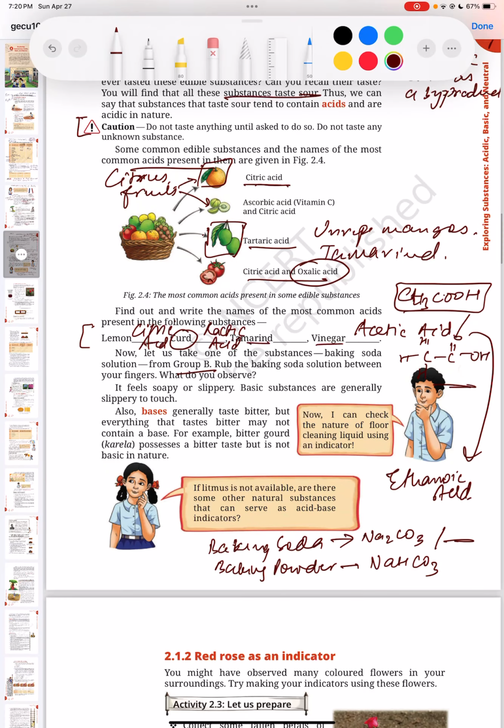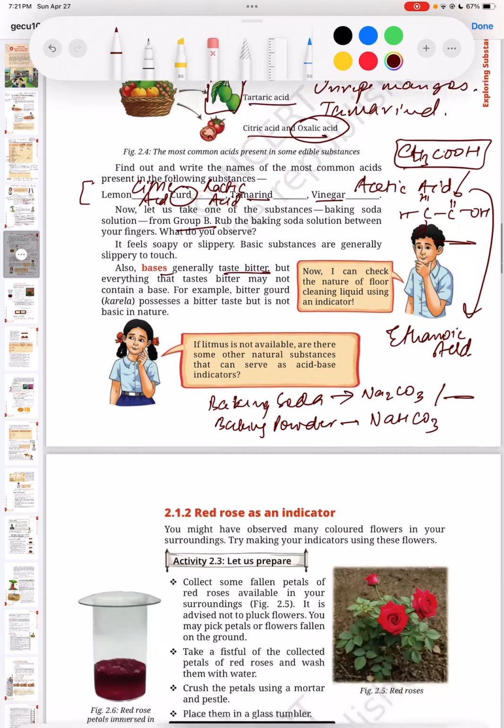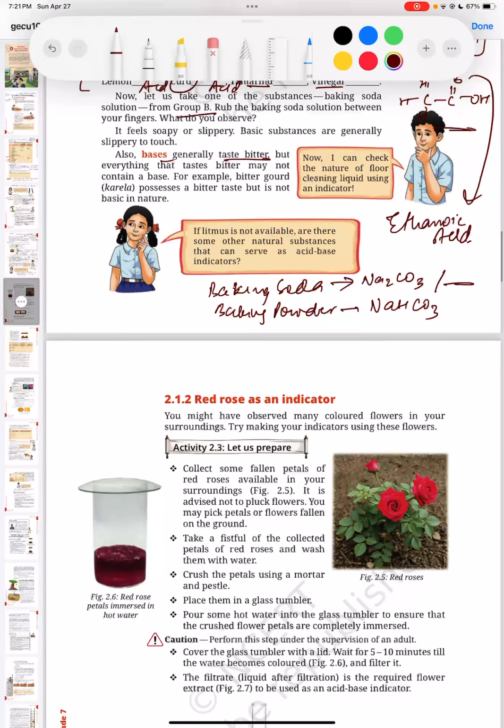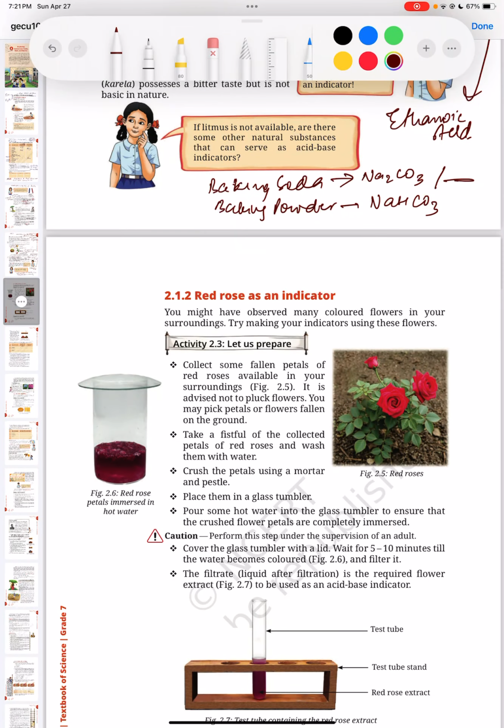Also, another characteristic of bases is that they taste bitter. So you can take a small amount of baking soda on your tongue and try to taste it. It will taste bitter. Now, it's actually again not recommended to taste such things, but while bathing, for example, you would have noticed that sometimes soap gets into your mouth and it tastes very bitter. So that's the general characteristic of bases. But again, you should not be tasting these substances.